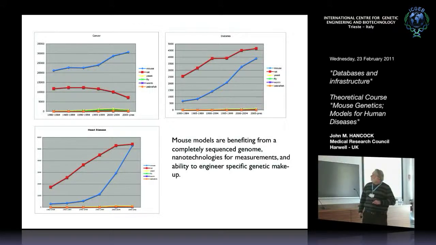It hasn't been quite so true in some other general areas. So, for example, in diabetes, rat has been the major model, but mouse is catching up fast. Roger is pushing that as hard as he can. Yeah, it's all his fault. And heart disease, the gap is closed. So the mouse is getting bigger and bigger as an area of research.